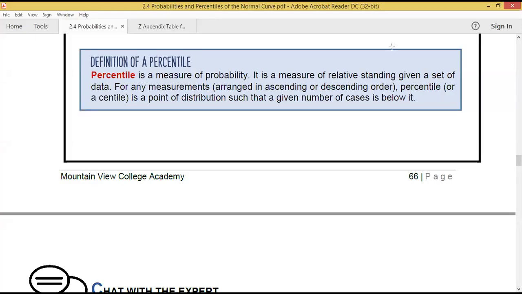This time, we are going to talk about percentile. What is a percentile? In our lesson, we have discussed that percentile also means probability, percentage, proportion, or the area under the normal curve. The percentile is a measure of relative standing given a set of data. Let me illustrate how percentile works.